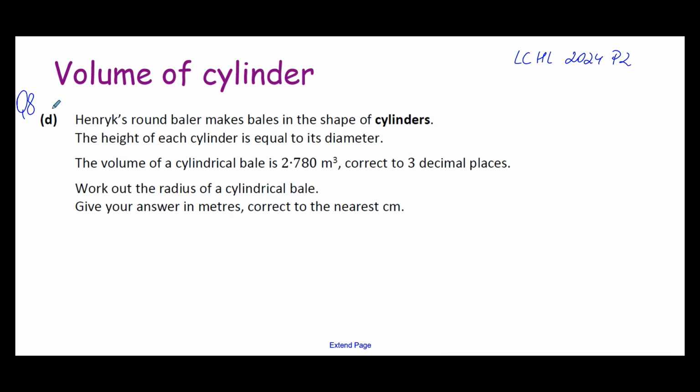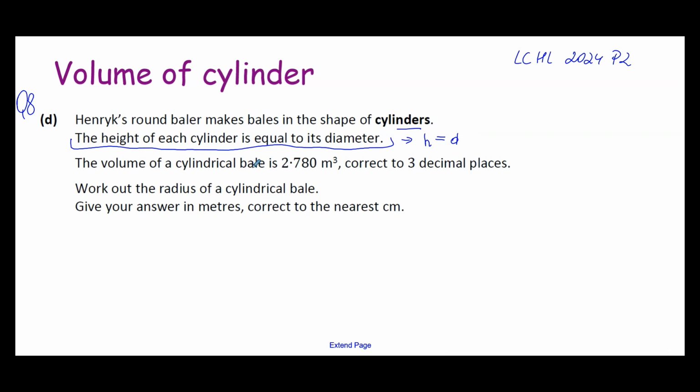Let's look at part D of this question 8 that has to do with the fact that Henrik has a farm. In this part, Henrik has round bales in the shape of cylinders. The height of each cylinder is equal to its diameter. Important: so the height is equal to the diameter.